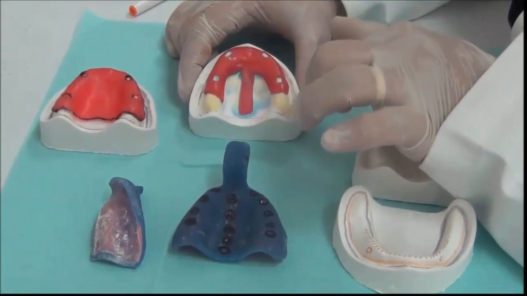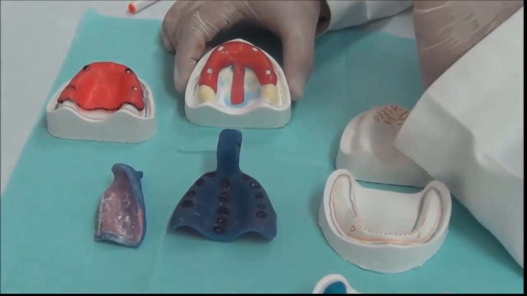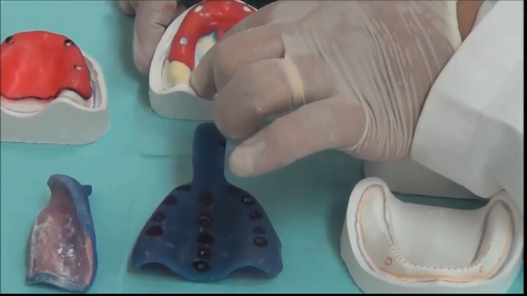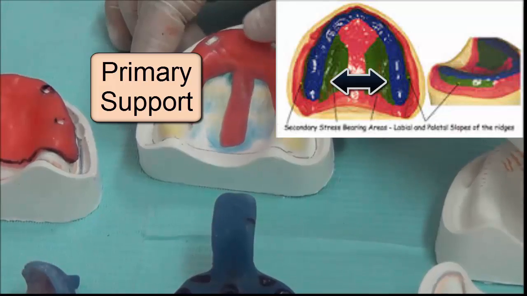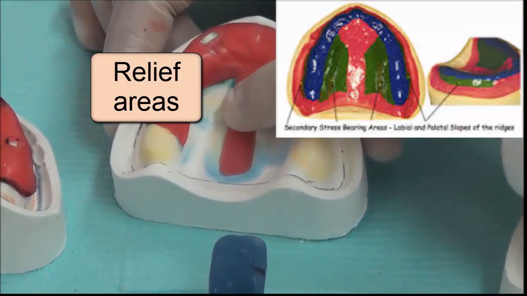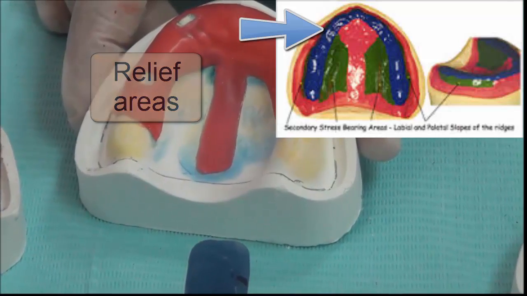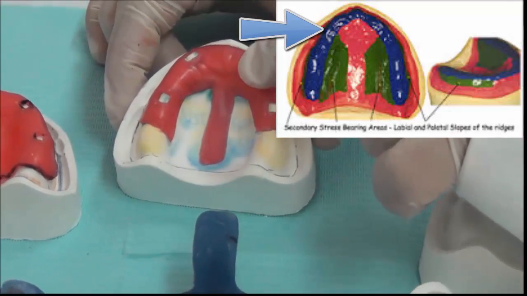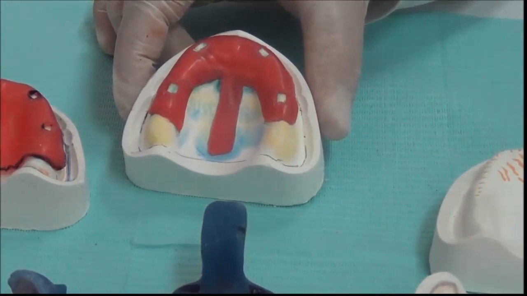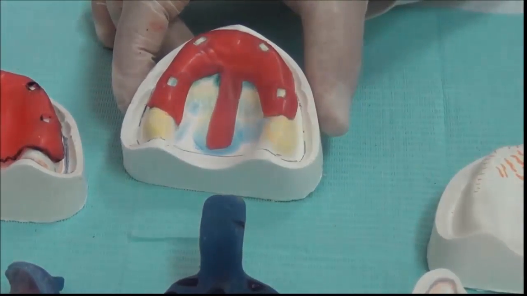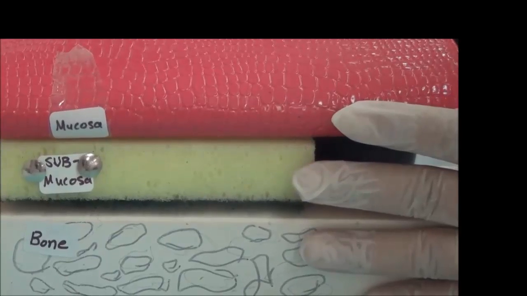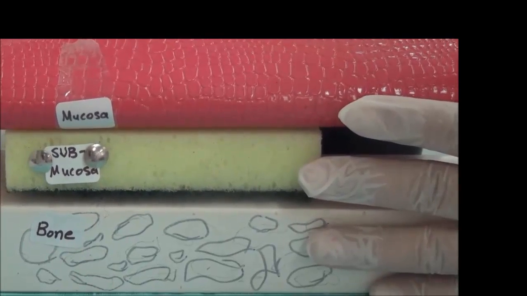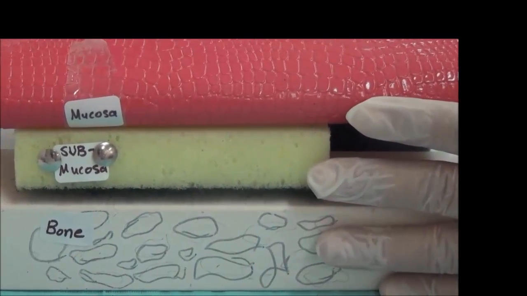On this cast, you see that the denture bearing area is divided into two parts. The areas that will be compressed, and those are called primary support areas, and the areas that will be relieved, and these are called relief areas. Why do we need not to compress these areas and leave the impression material in a mucostatic stage and not press it as we can do here and here? We need to look closely at the histological section of these areas. To understand the issue about compressibility, we need to look at the histological sections of the tissue.